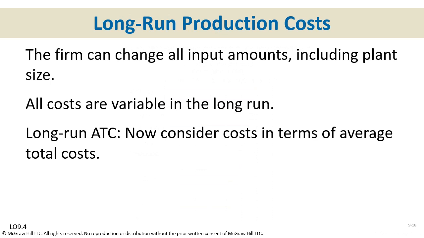So what about long-run production costs? Over enough time, the firm can change all their input amounts, including their plant size. Firms can get rid of factories they don't need or that are not helpful. They can reduce factory size. They can fire employees. All costs are variable in the long run.